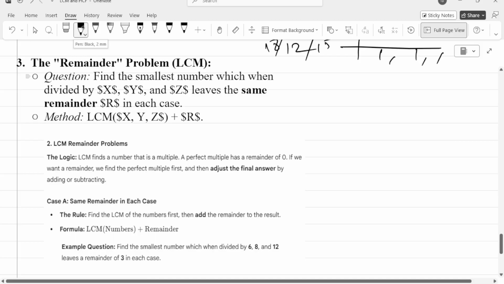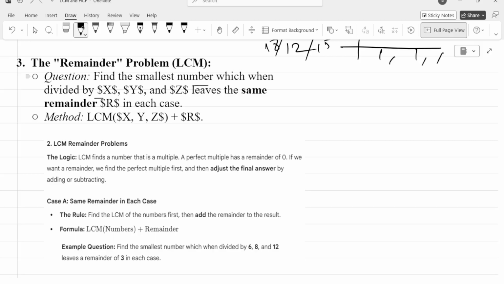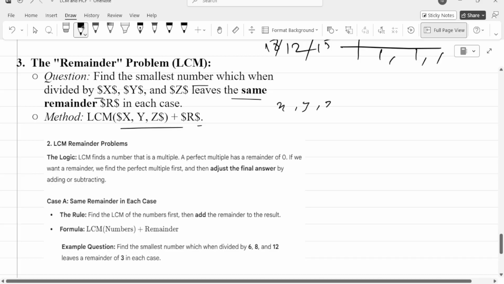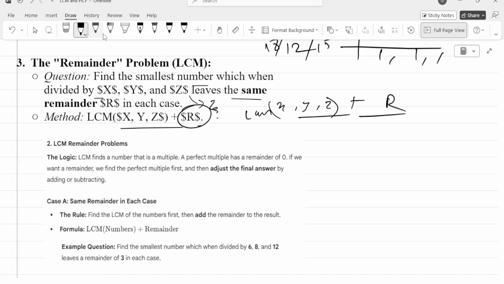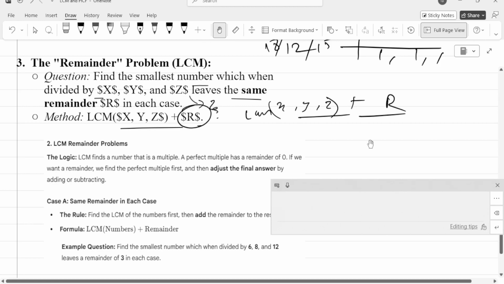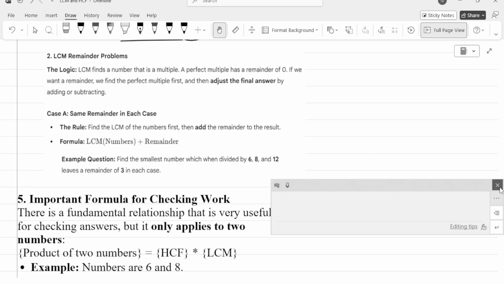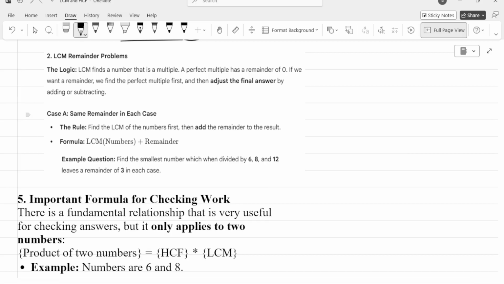The remainder problems. Question: find the smallest number which when divided by x, y, z leaves the same remainder in each case. The answer is LCM of x, y, z plus r. We first take the LCM of the given numbers and add the remainder, where r represents the remainder. The dollar sign is an error from when I copied and pasted. So now we discuss the LCM remainder problem. Here is the formula.